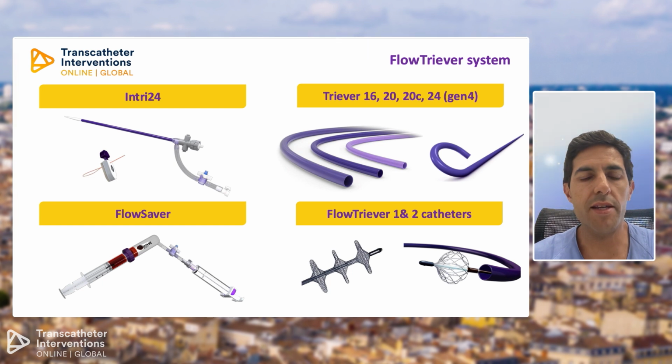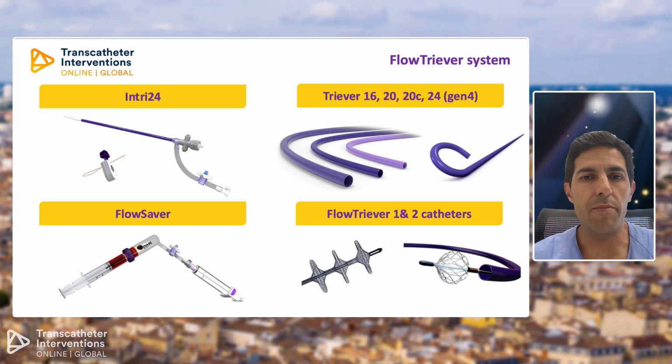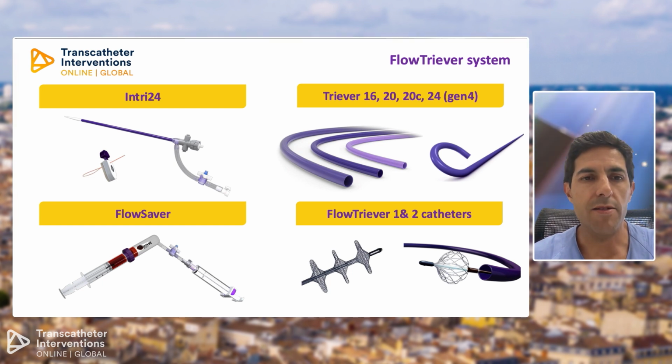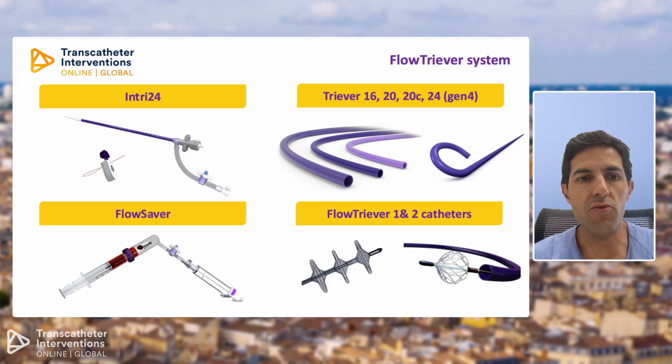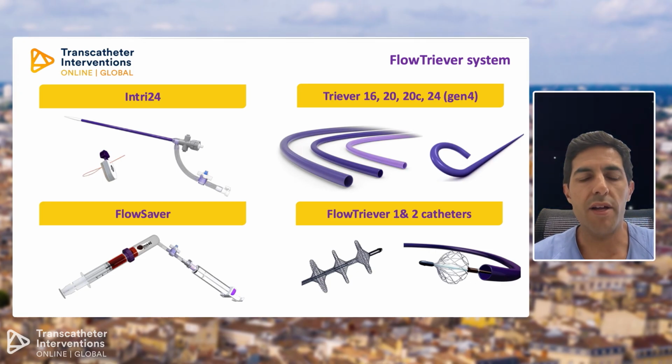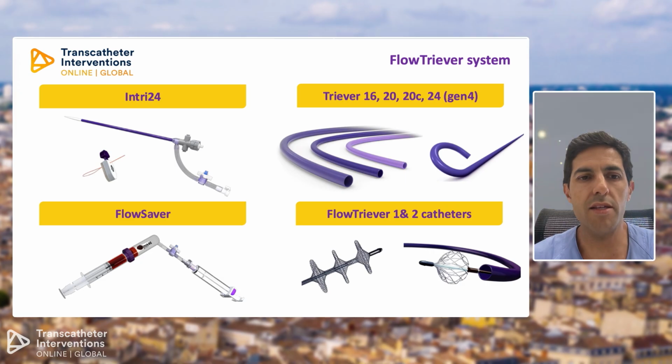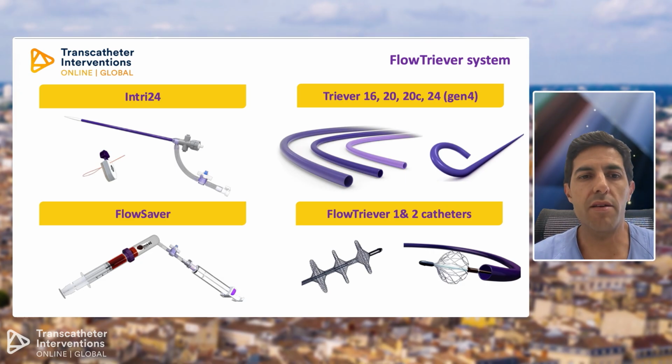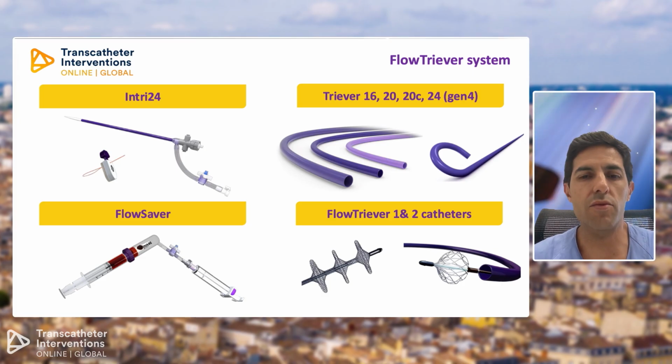So FlowTriever basically provides a paper procedure scheme where you will have a sheath. So Entry 24 is a 24 French sheath dedicated to the system. We will have 4 different catheters available, different curves, but also different sizes, diameters. We will have the Flow Saver, a critical part, to filter the blood and be able to return it to the patient, so we can have full procedures with less than 100 cc's of blood loss.